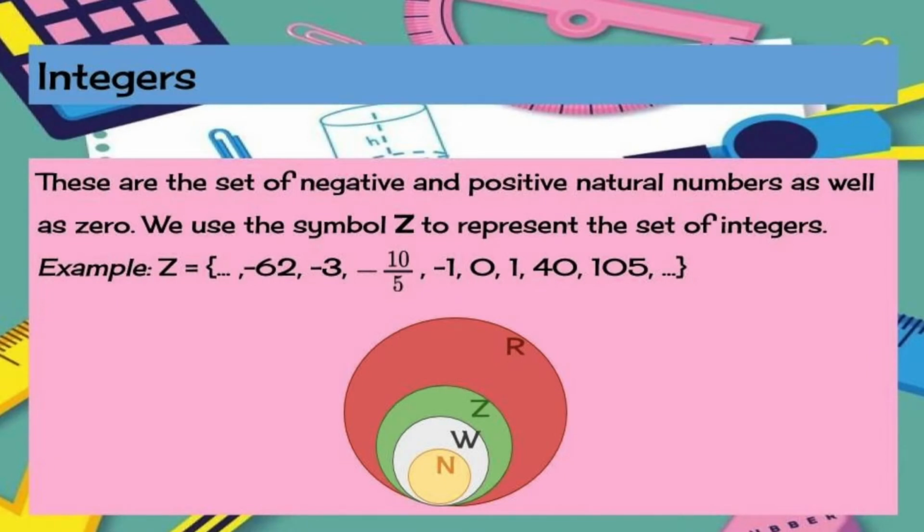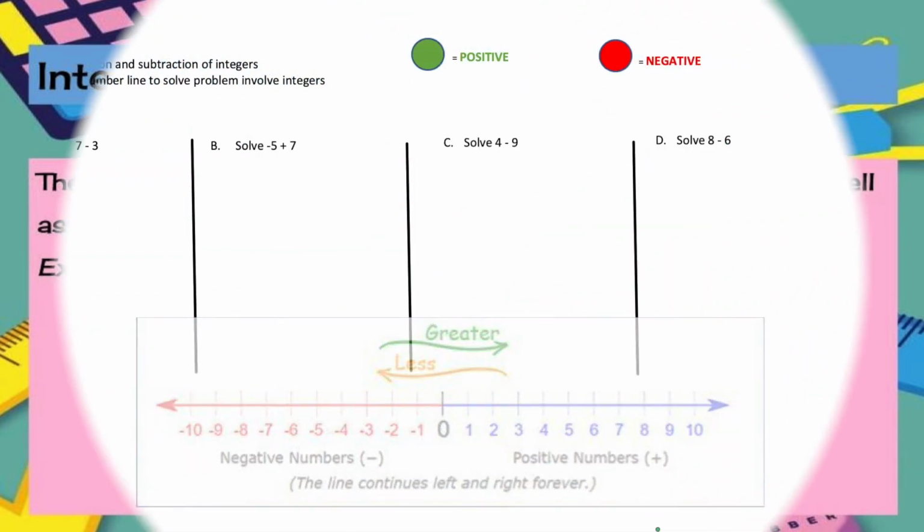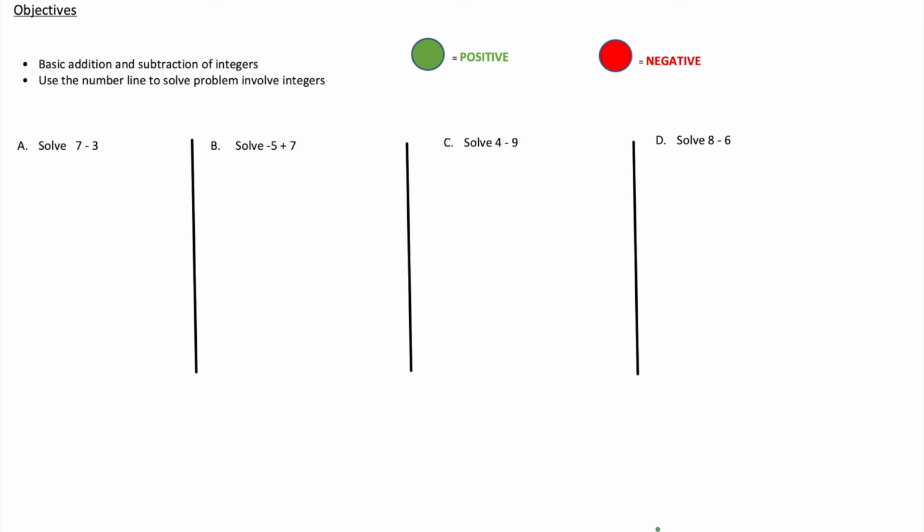Integers are negative and positive whole numbers, including 0. An example of integers is the number line. Now we are going to do some examples of adding and subtracting integers.